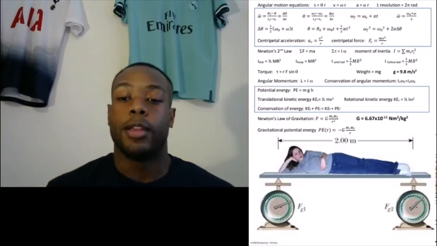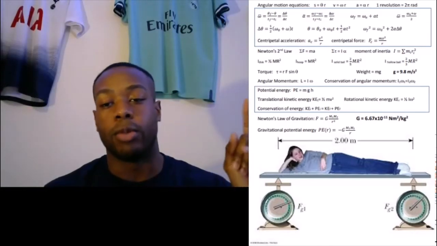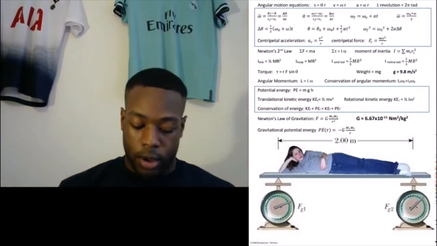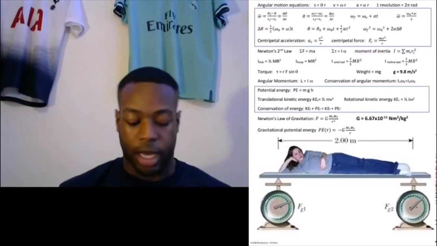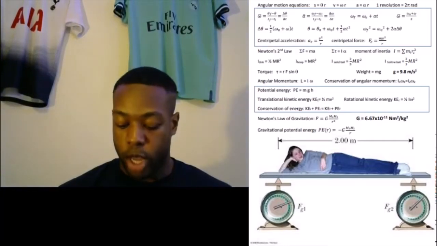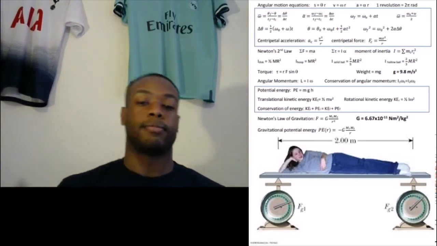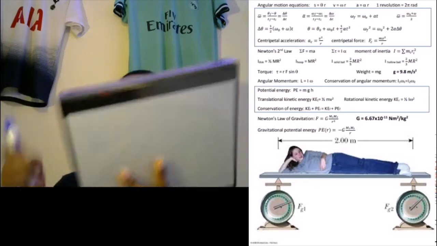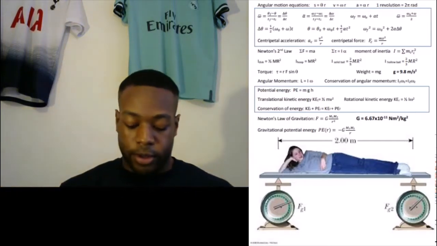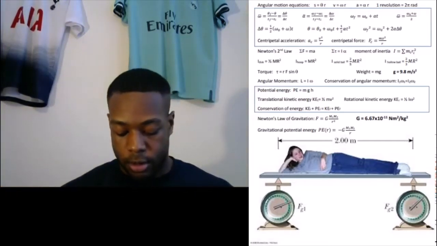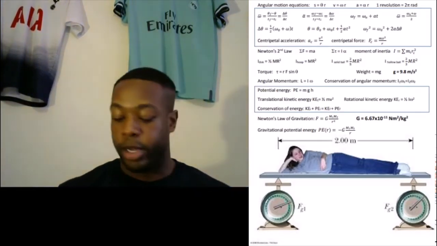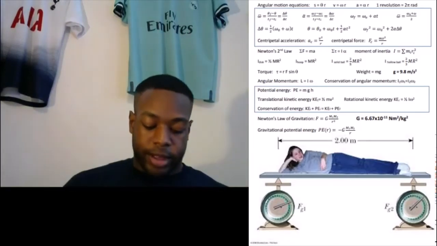We've got 3 forces here. We've got FG1 pushing up, weight pulling down, and FG2 also pushing up. So FG1 plus FG2 minus weight should equal 0. I didn't write it out, but that's the case. We can move the weight over, so weight is going to be 400 plus 300, which is 700. You can write that to the side.